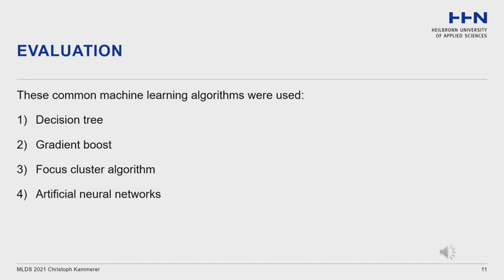Decision trees, gradient boost, focused cluster algorithm, and artificial neural networks. In the course of testing, we found that the neural networks were too excessive for a classification like this. The computing time was multiple hours long, and the overall performance was on par with the other algorithms, which took only about a minute to compute. Therefore, we omitted the neural networks in the final results.